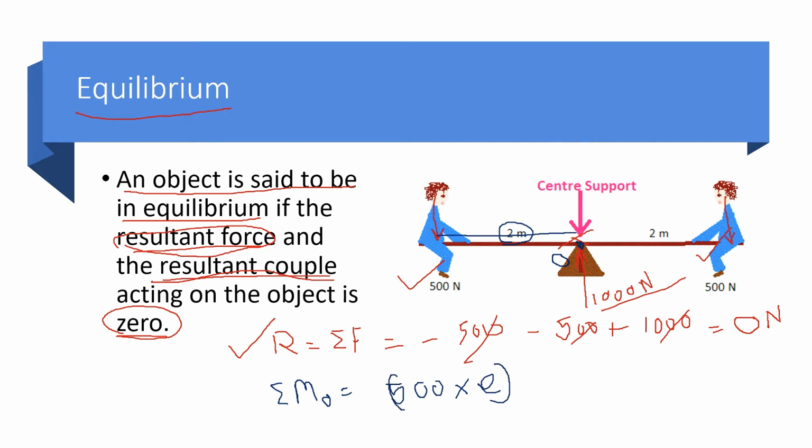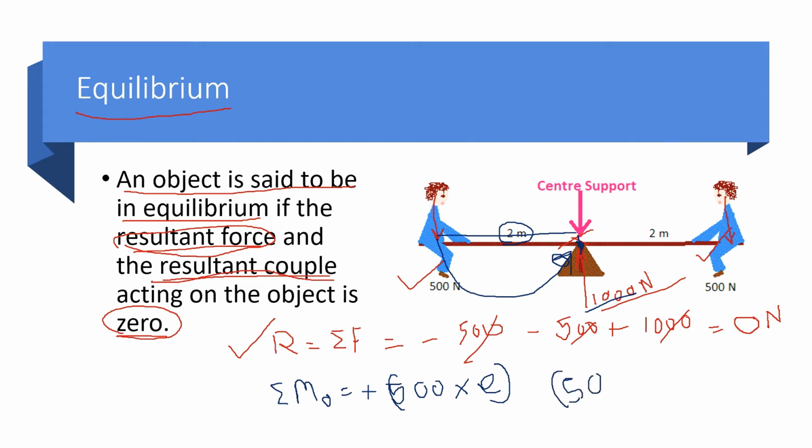Now let us check its direction. This 500 Newton of force will try to rotate the body in the anti-clockwise direction, so for anti-clockwise I have put a plus sign over here. Next, you can see this 1000 Newton. Any force that passes through the point about which I am taking moment will give 0 moment because its distance is 0. So in short, 1000 into 0 will give 0 moment. And last I'll go for this other 500 Newton of force.